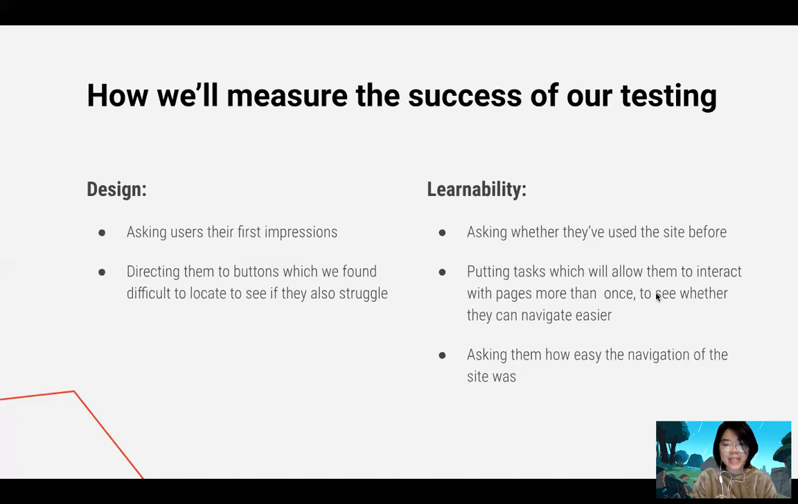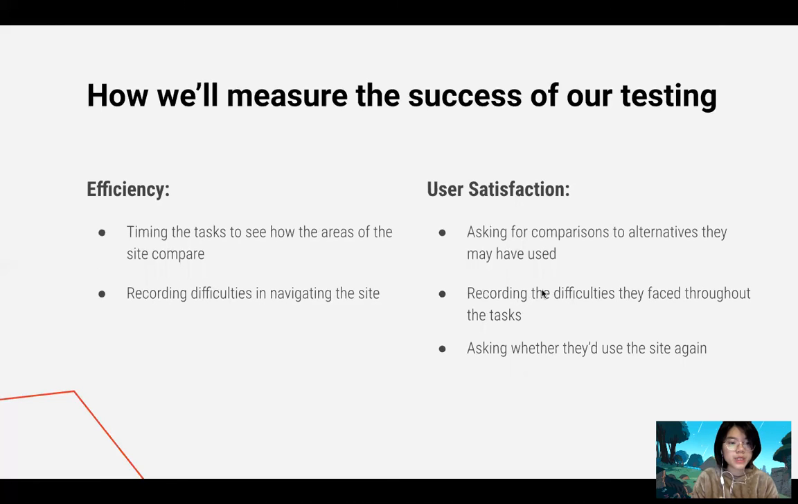And then we will ask for their opinion on whether the website was easy to navigate. We will also measure their efficiency by timing the task and seeing how long a user takes to do a task, and we will record any difficulty they have in navigating the site. For user satisfaction, we will ask for a comparison between this website and all the alternatives that they might have used, and see whether they have any difficulty throughout the task, and we will ask if they would use the site again.